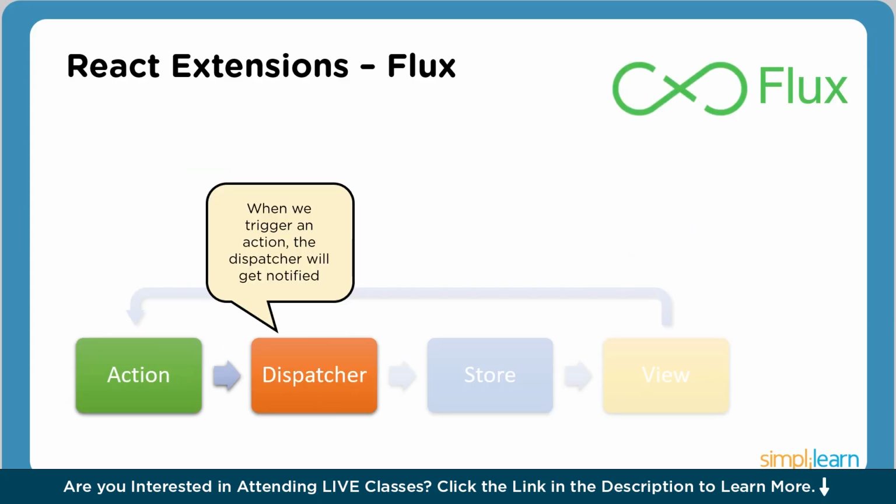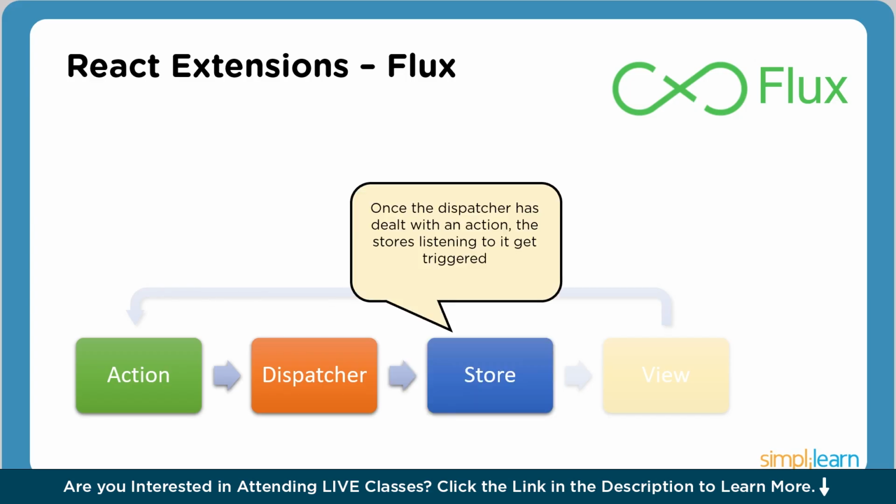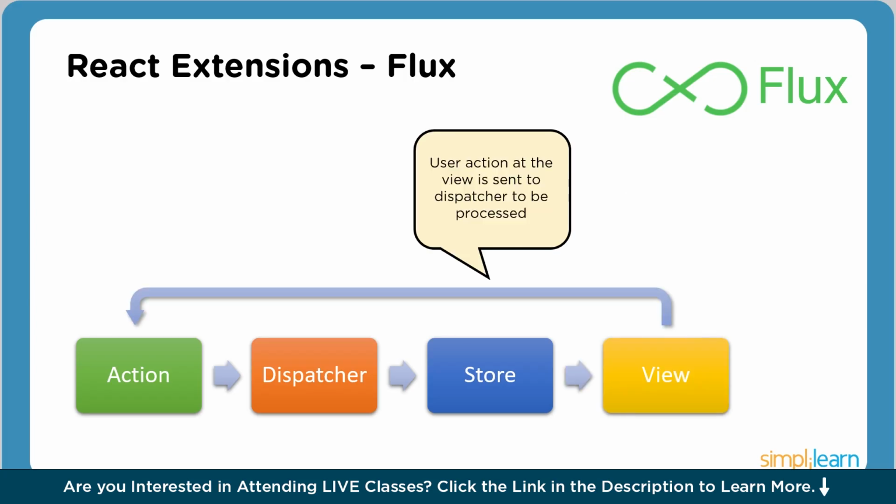Now let's see how it works. When we trigger an action, the dispatcher will get notified. The dispatcher receives actions and dispatches them to the stores. A store is what holds the data of an application. Stores will register with the application's dispatcher so that they can receive actions. Data from stores is displayed in views. Actions define the internal API of your application. They capture how anything might interact with your application.